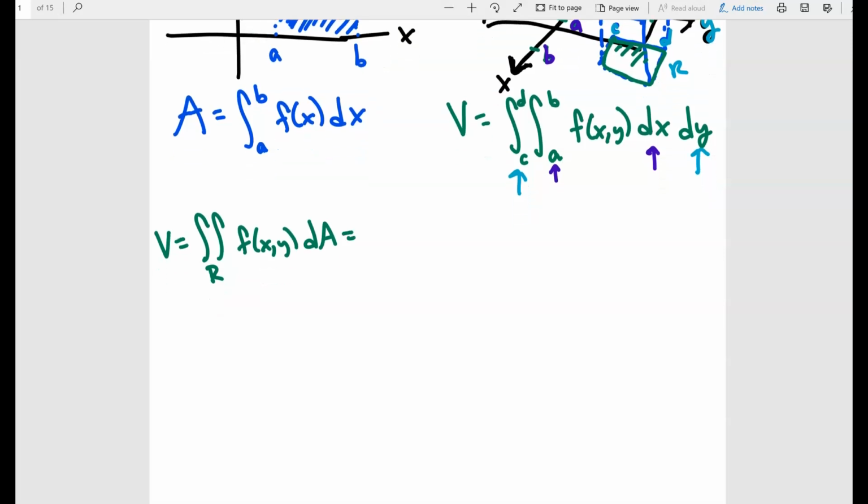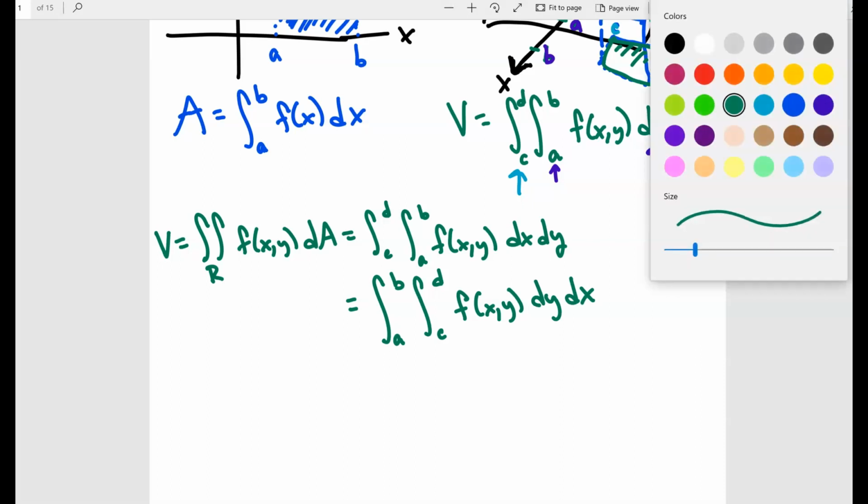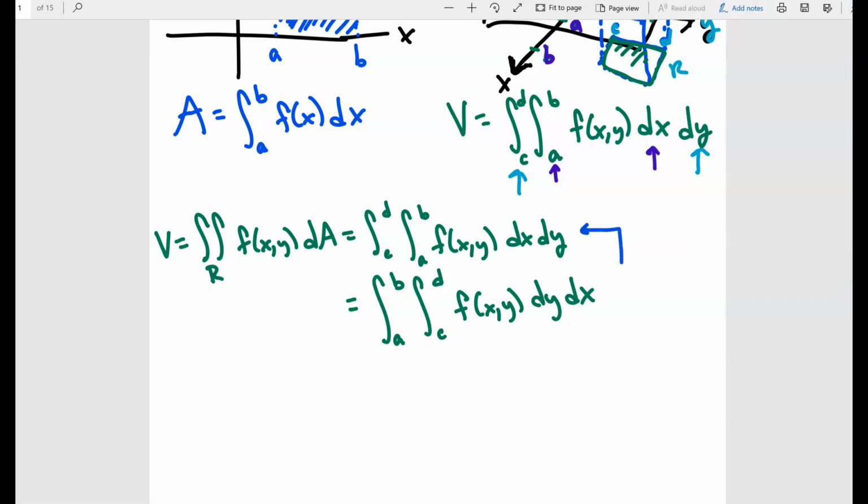This is going to be equal to two different types of integrals. So you can write it like this: the integral from c to d, integral from a to b of f of x comma y dx dy. Or you can write it like this: the integral from a to b, the integral from c to d of f of x y dy dx. So both of these integrals are going to give you exactly the same thing. And these integrals are what we call iterated integrals.